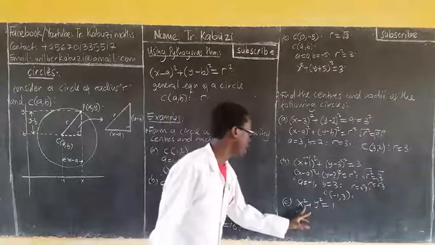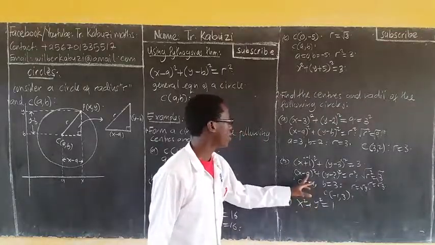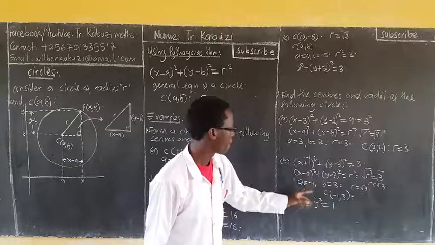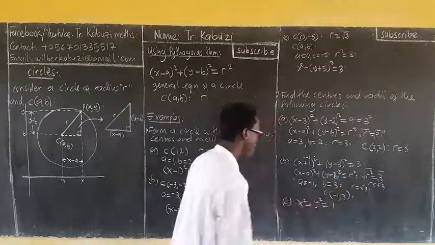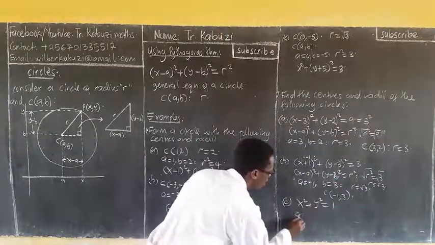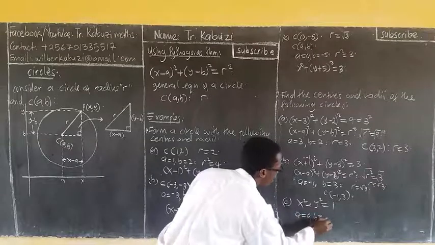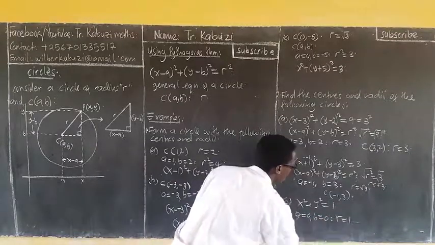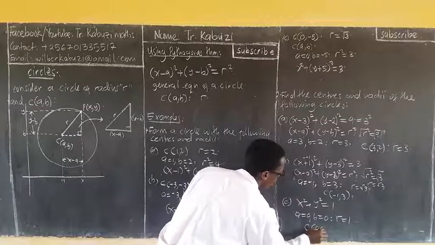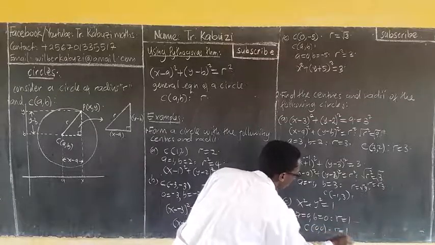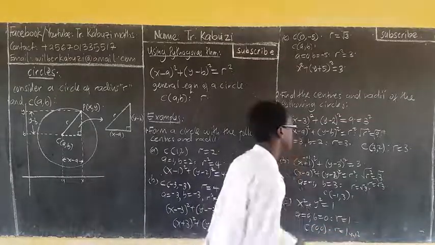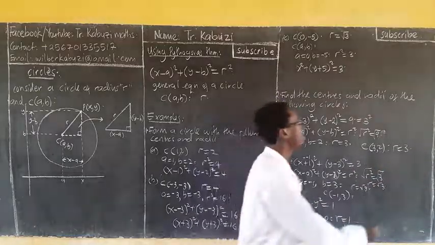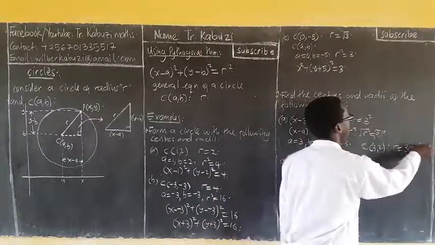So from here, we don't have a, we don't have b. Meaning that here, my a is 0, my b is also 0, and my radius is 1. So the center is (0, 0). Radius is 1 unit. You can put units and so on. This one is also in units.